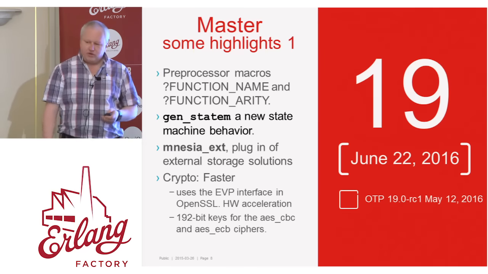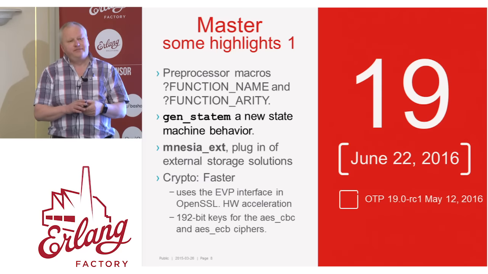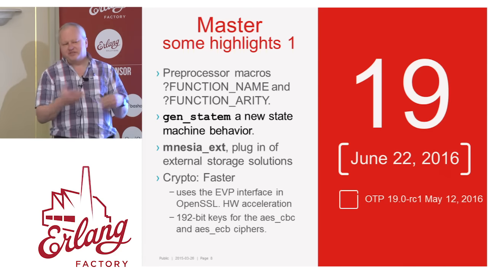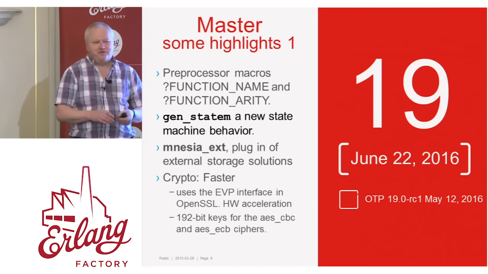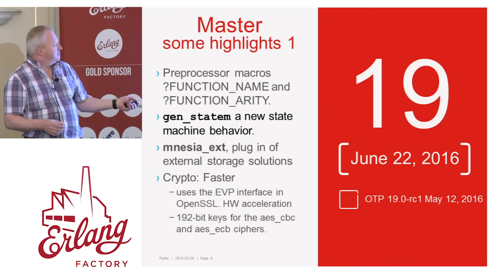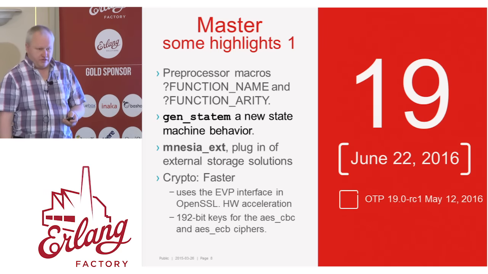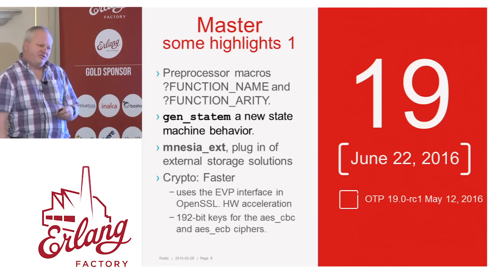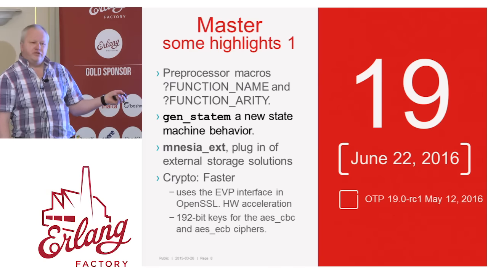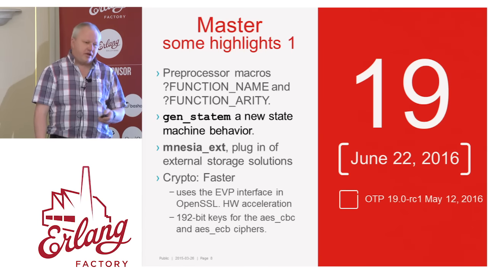Okay, now some more interesting new features, perhaps. Preprocessor macros for finding out in which function you are. I know that some systems have a parse transform for this. That's not necessary anymore. Okay, we are working on a new state machine behavior, superseding the Gen FSM, which is not really that high-tech. We have submitted this as a pull request, so there has been a lot of discussion about this one. But we think we can release it in 19.